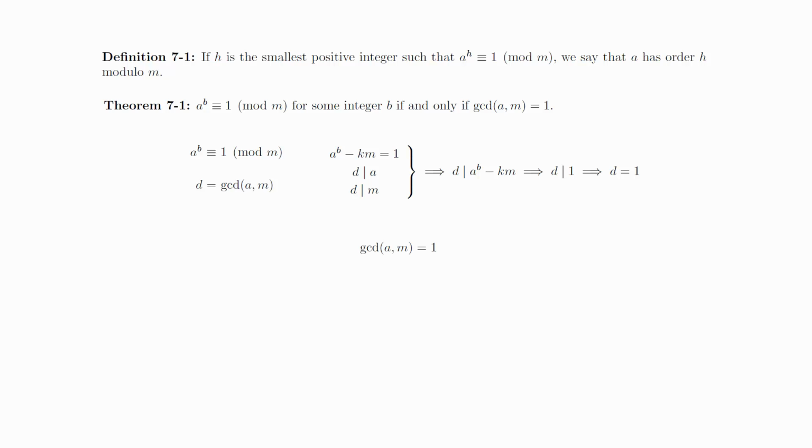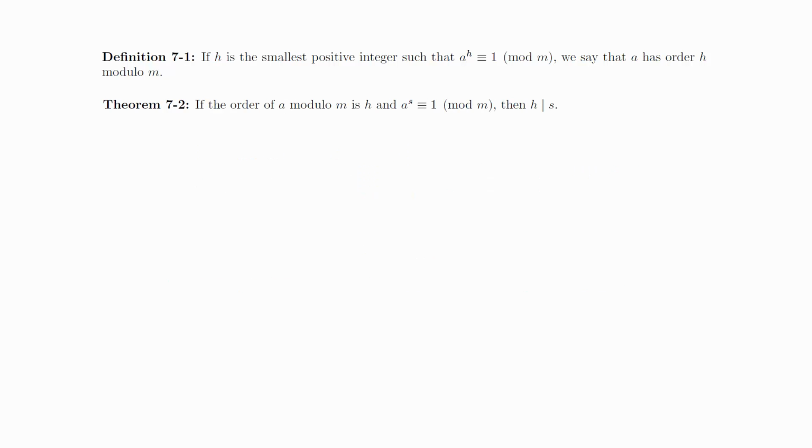Now suppose that the GCD of a and m is 1. By Euler's theorem, a to the phi of m is congruent to 1 modulo m, and hence a to the b is congruent to 1 modulo m for some integer b. Theorem: if the order of a modulo m is h, and a to the s is congruent to 1 modulo m, then h must divide s.